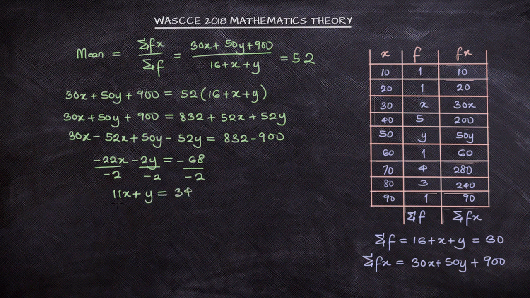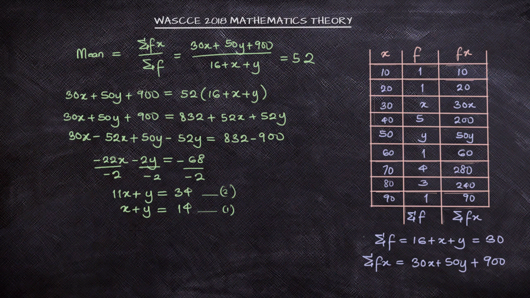So now, if you look at sigma f, that can also constitute another equation for us, because we will see that x plus y will now be 30 minus 16. 30 minus 16 is 14. So if you write that, x plus y is 14. Now we have two equations. We can solve them by whatever method we want.